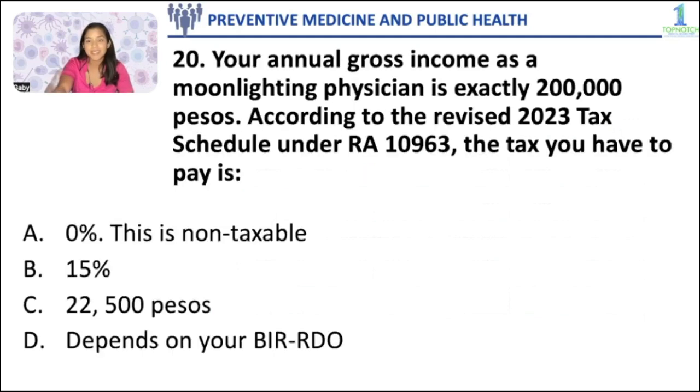Okay. Last question for your midterm exam. Your annual gross income as a moonlighting physician is exactly 200,000 pesos. According to the revised 2023 tax schedule under RA 10963, the tax you have to pay is 0%. This is non-taxable. 15%, 22,500 pesos, or will it depend on your BIR RDO? The answer here is 0%.